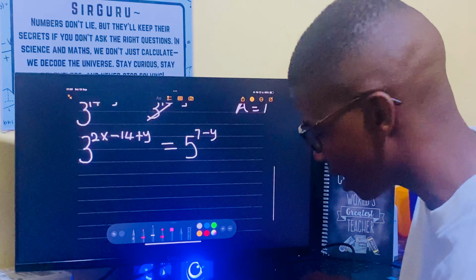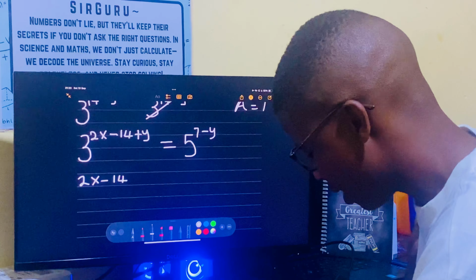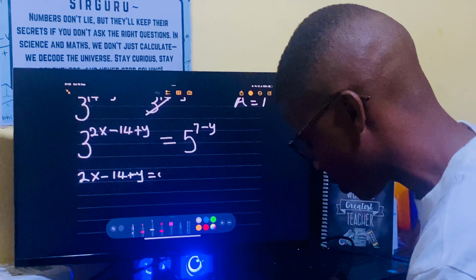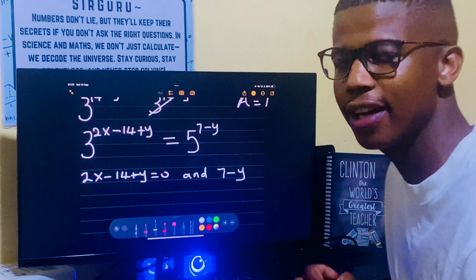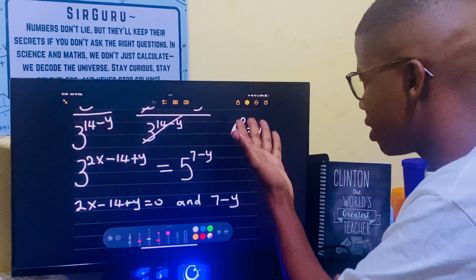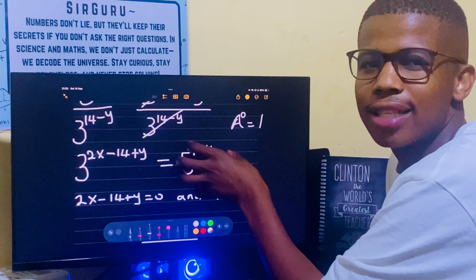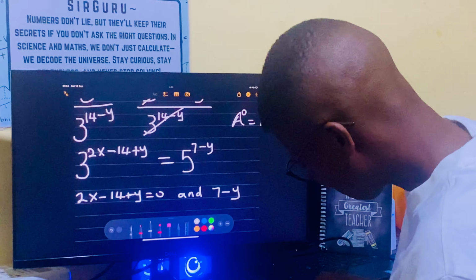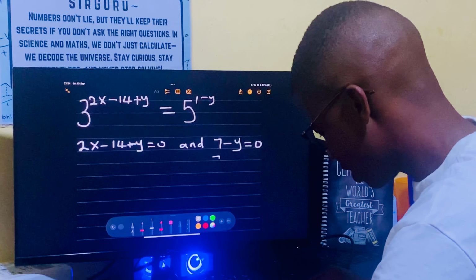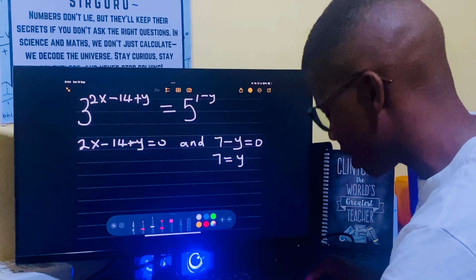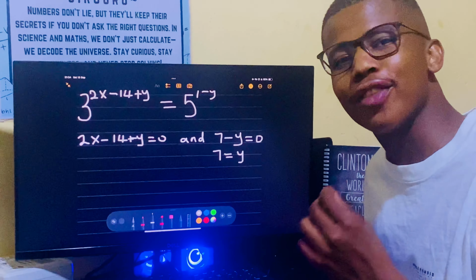So now we're going to say this can be true only if 2x minus 14 plus y, which is the exponent on the left, is 0. And if the exponent on the right is also 0, then anything to the power of 0 is 1, so we're going to have 1 this side and 1 that side. Makes sense, ladies and gentlemen? I hope you're following. So this must be 0 as well, and we can easily see that y is 7. I just transposed the y to the right, so it changes sign. So now we know the value of y, which is 7.